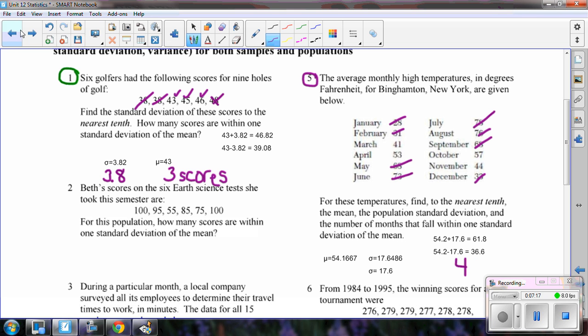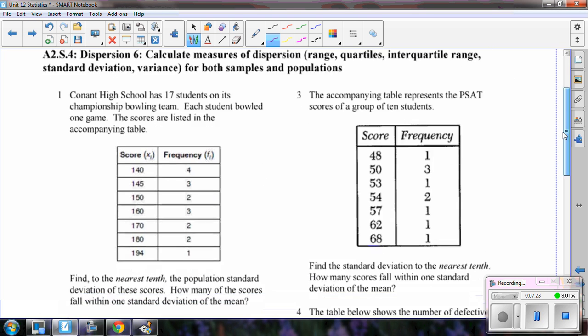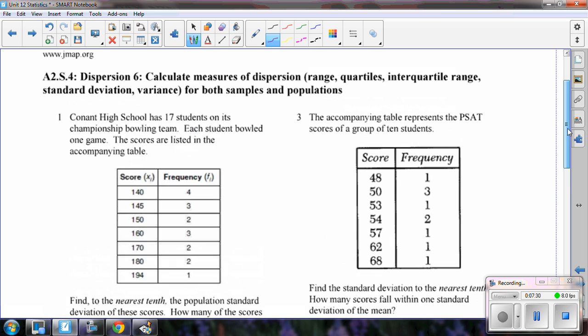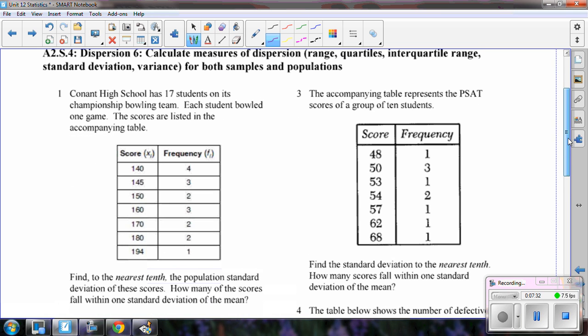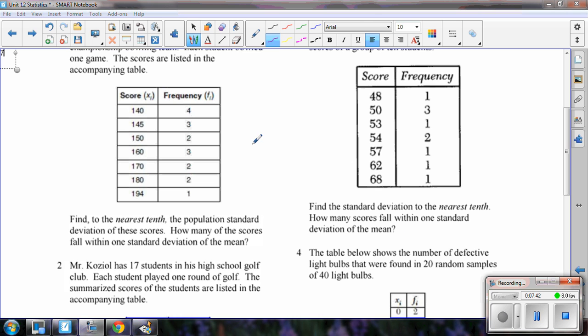So let's now move over to dispersion number 6. Now 5 continues on with all those similar types of questions. And 6 here says very similar types of questions. Okay, 17 students, except now we have a frequency and a score. So we have two different things going on. And we're going to look carefully here at how many scores again fall within one standard deviation of the mean.